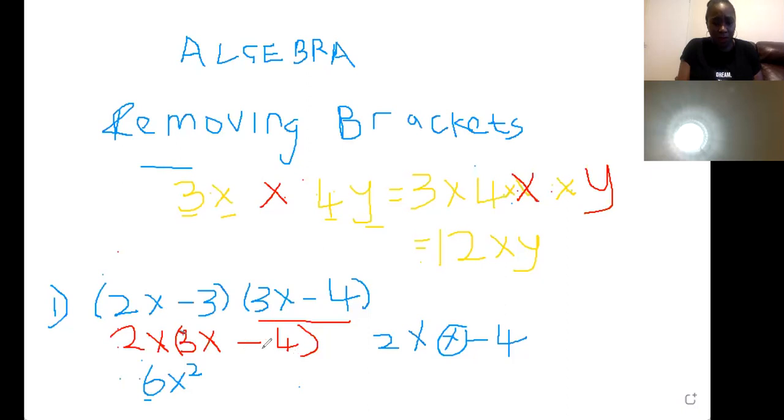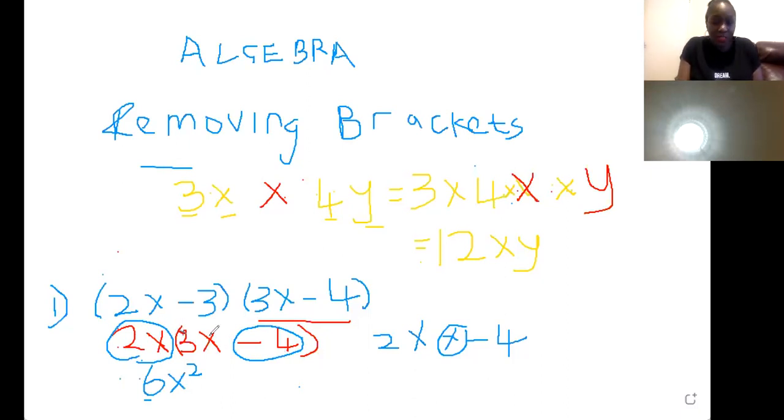Remember, we're removing our brackets. We're multiplying this. Can you see that? 2x multiplied by negative 4. That's the one we're going for. Do you understand? So we're doing 2 times minus 4, not 6 times 4 minus 4. Does it make sense? 2x minus 4, yeah. So that's the one we're going for now.